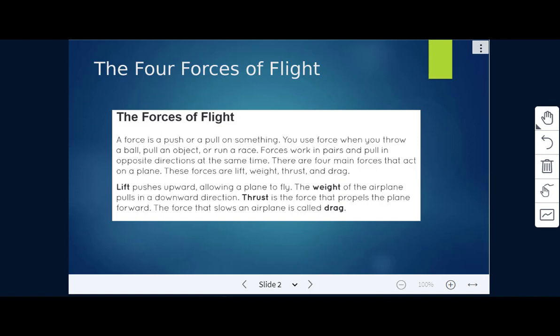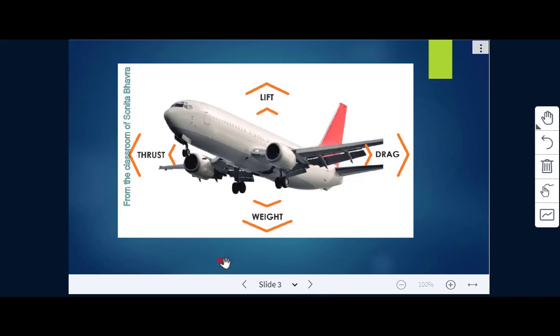The opposite of lift is weight. The opposite of thrust is drag. Those are the four forces we're going to talk about. Here in this diagram, we can see the airplane. Upward force, that's lift. The opposite to that is weight because of gravity. Thrust, that's the forward force. And then the opposite to that is drag.